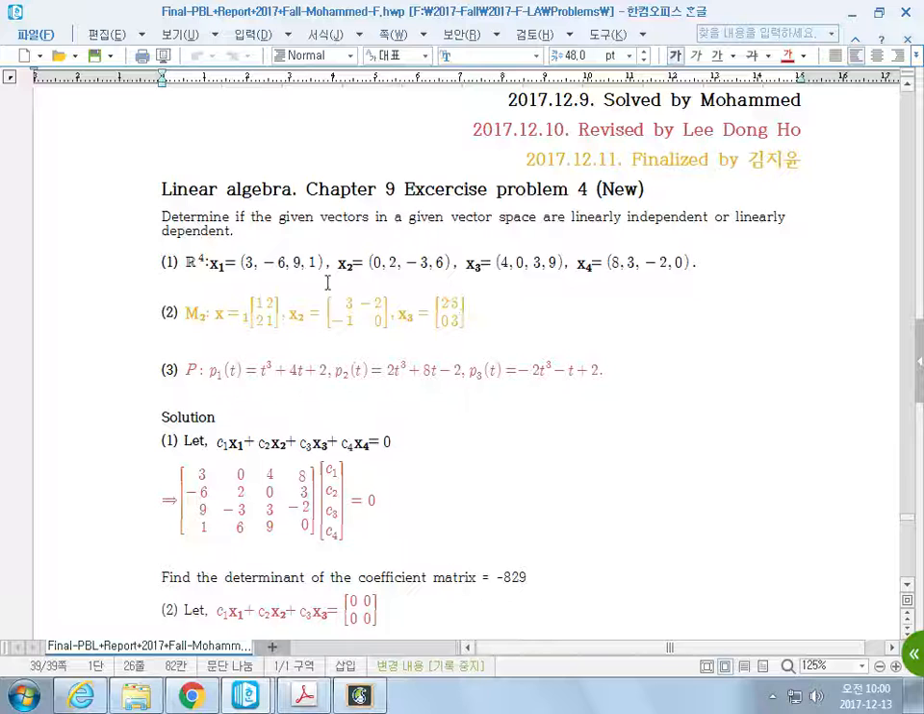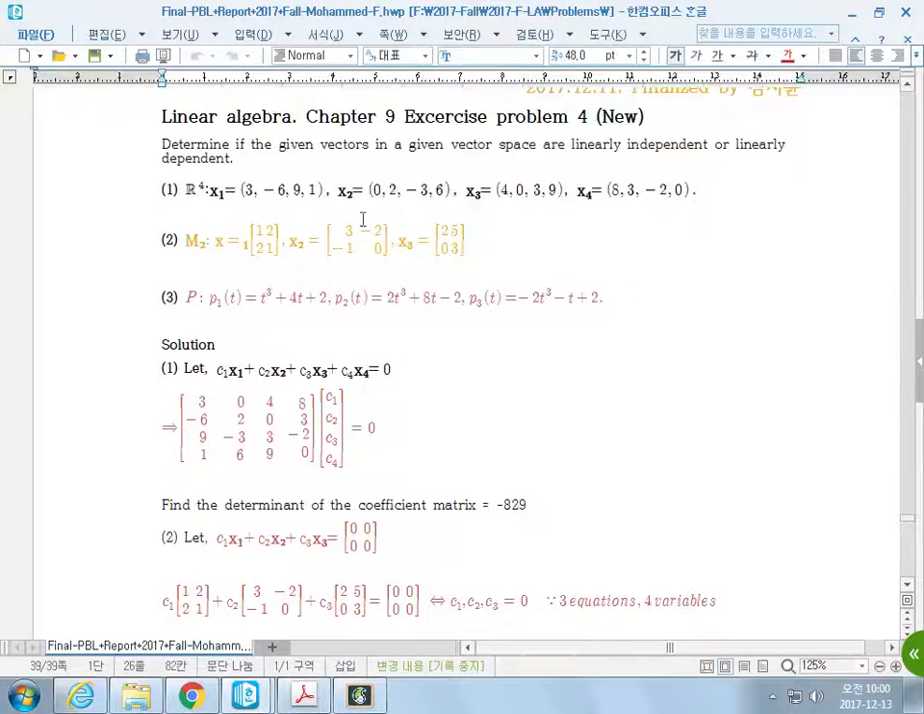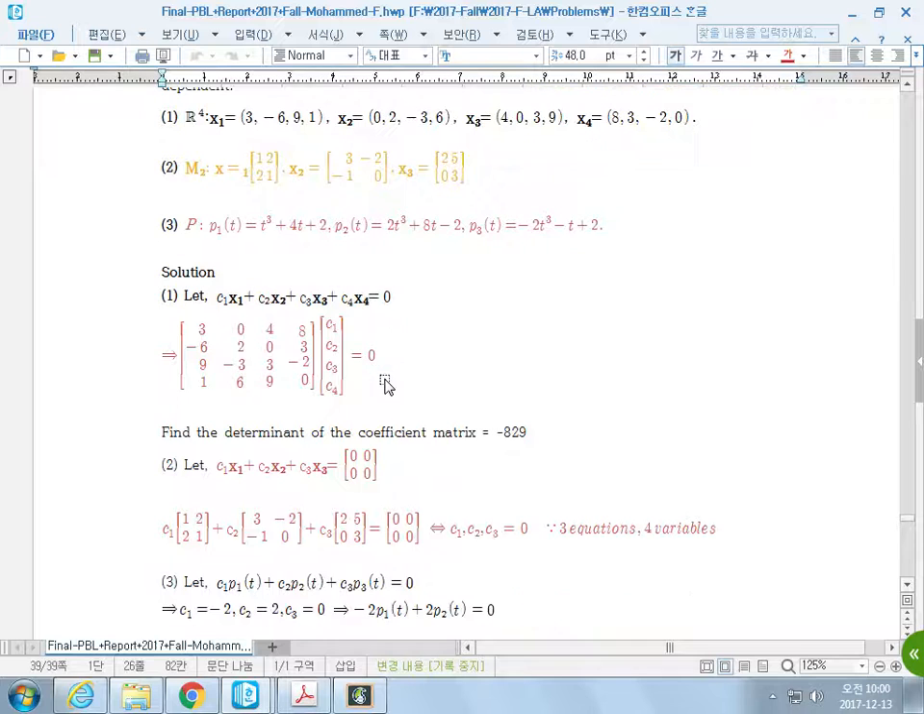The next problem was asking to determine if the given vectors in a given vector space are linearly independent or linearly dependent. So here we have three vectors. The first one, we set up in terms of a linear system of equations, multiplying by scalars C1, C2, C3, and C4, which will result in 0. To find the determinant of this coefficient matrix, the result was minus 829.